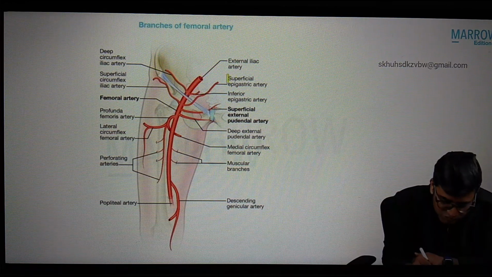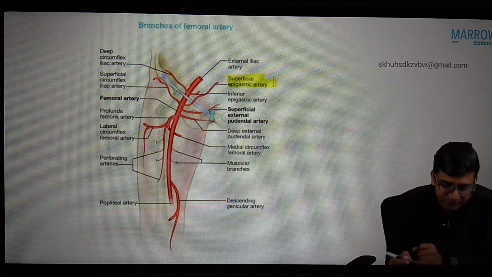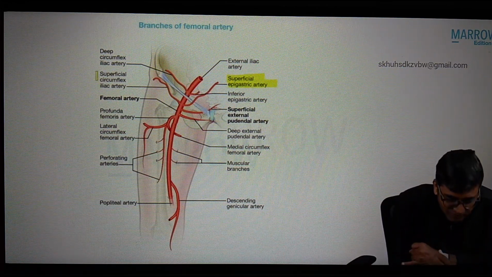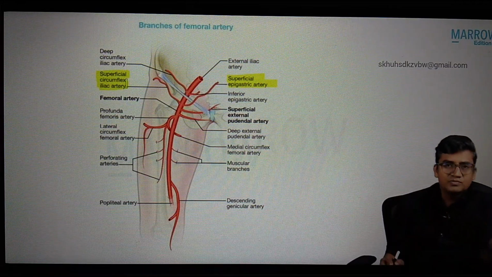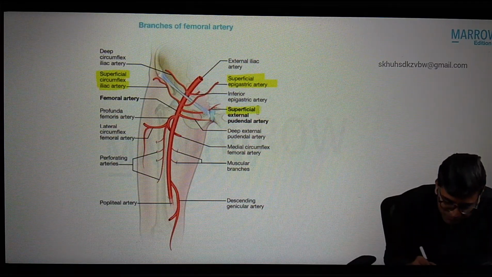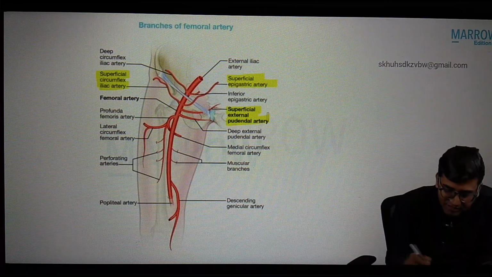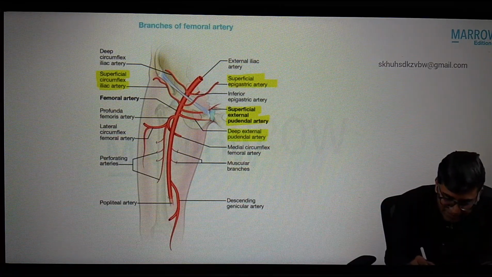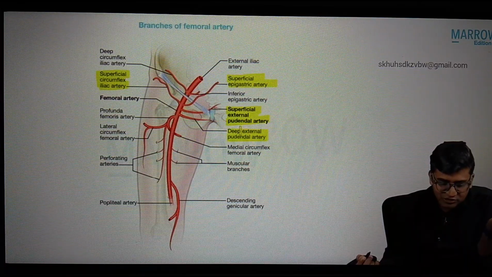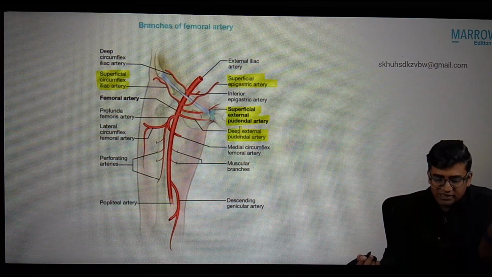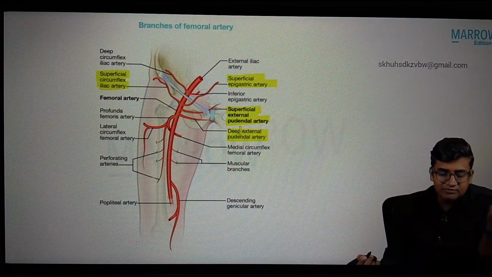Number 1, superficial epigastric artery. Number 2, superficial circumflex iliac artery. Number 3, superficial external pudendal artery. And number 4, deep external pudendal artery. Okay, superficial epigastric, superficial circumflex iliac, superficial external pudendal, and deep external pudendal.